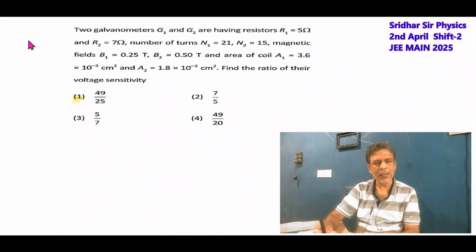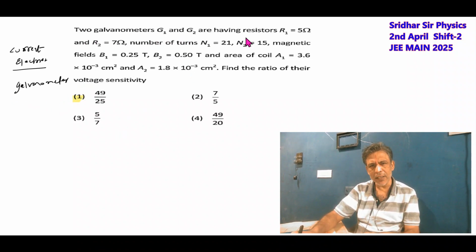This topic is based on the current electricity chapter, and the subtopic is galvanometer. Let's read the question. Two galvanometers G1 and G2 have resistances R1 and R2, numbers of turns N1 and N2, magnetic fields present in the galvanometers, and areas of cross section of the coil, and the same figure of merit. Find the ratio of their voltage sensitivity.